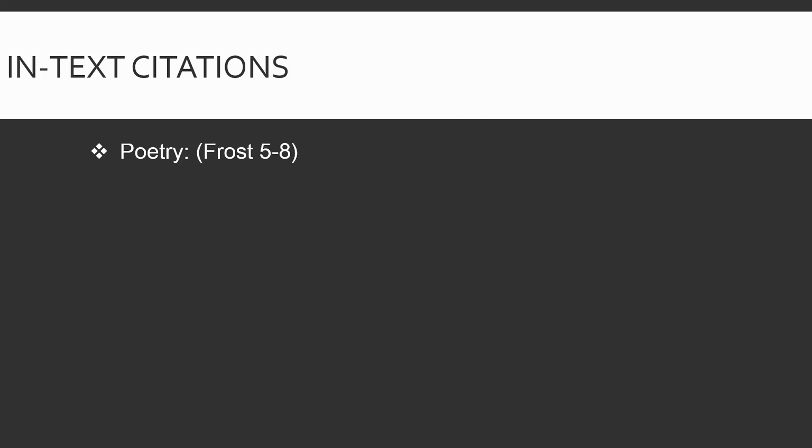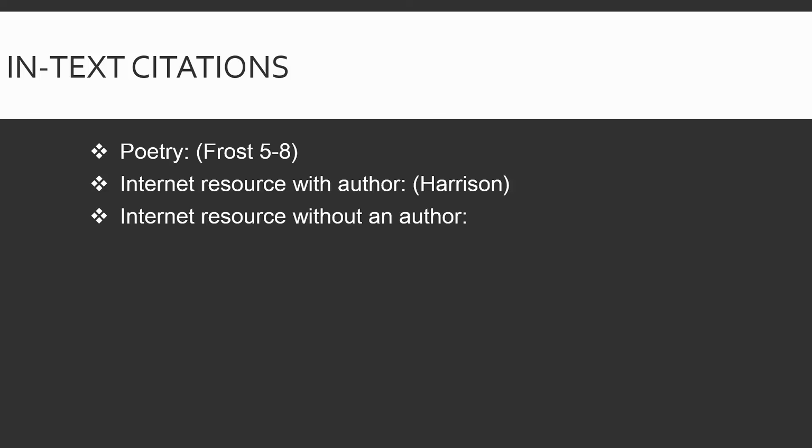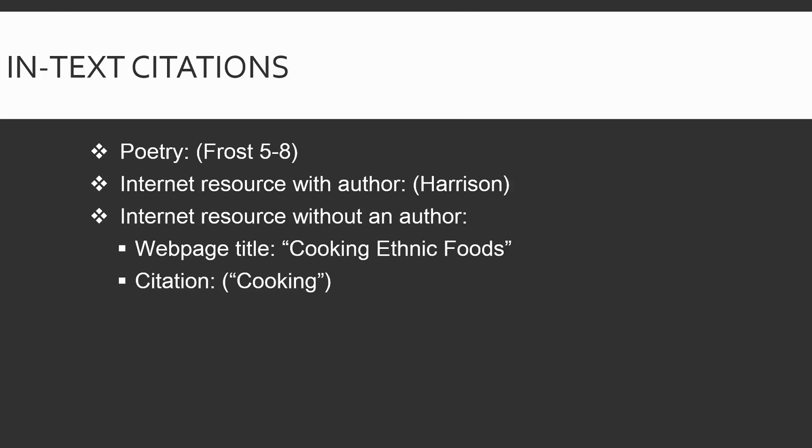When citing poetry, for example, include the author's last name and the line number or line range of the quote. When citing an internet source that has an author, include the author's name, but unless the source is a PDF file, do not include a location. Sometimes an internet source does not have an author listed. When this occurs, use a shortened version of the title, typically the first 1 to 3 words of the title, in the in-text citation. For example, if the borrowed information is from a web page article entitled "Cooking Ethnic Foods," the in-text citation may only use the word "cooking" to identify the source.